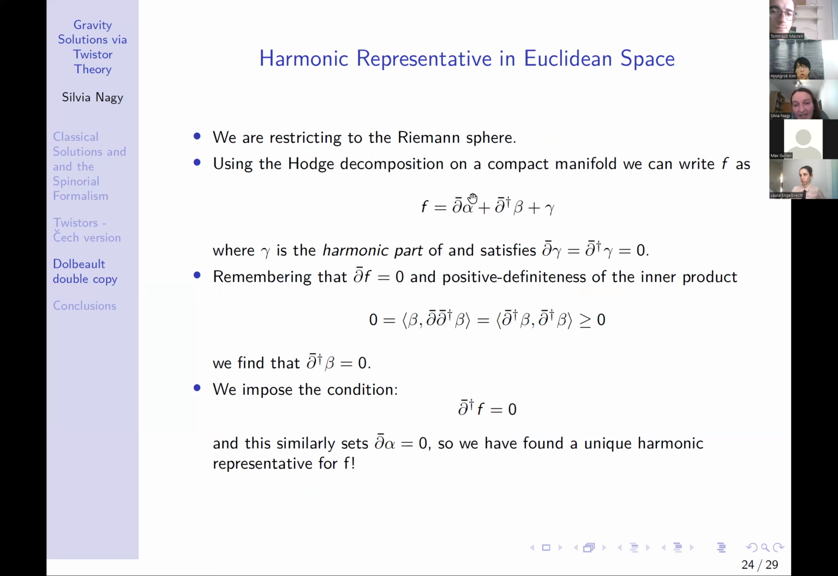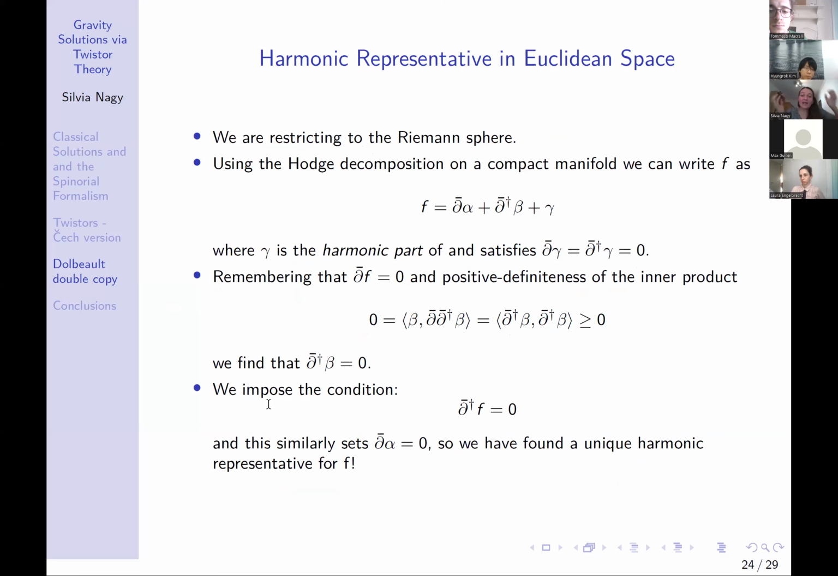Of course, this vanishes immediately when I hit it with partial bar because of the nilpotency. The harmonic guy vanishes by its properties, and I'm just left with this object. But then because of the positive definiteness of the inner product, it turns out that this part actually has to vanish for an object which is closed. So this guy goes away.